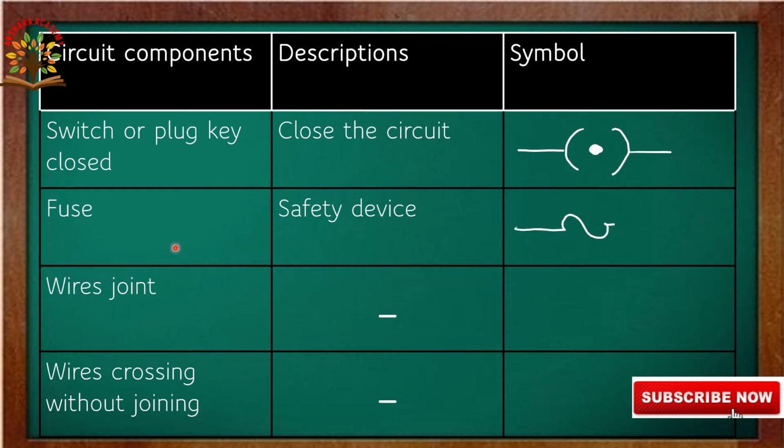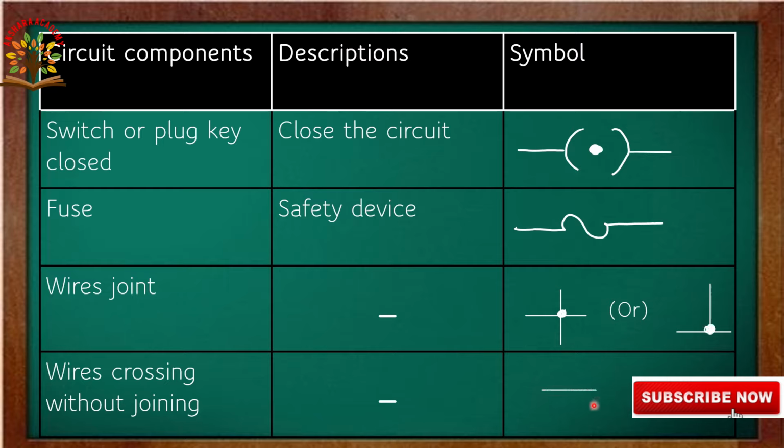Next, fuse. A fuse is a safety device. This is the symbol representation of the fuse. Next, wire joint. To join the wires we use this symbol. We can use either this or this symbol for a wire joint. Okay, these are the two symbols for wires joint.